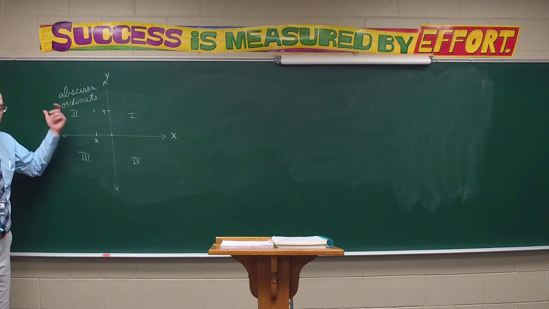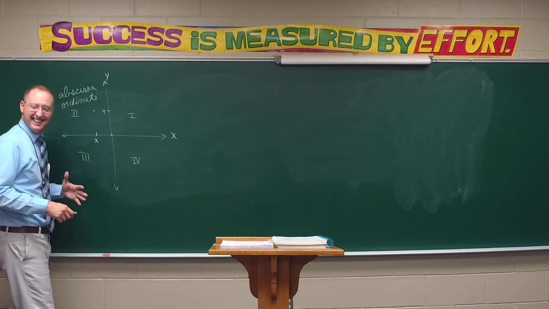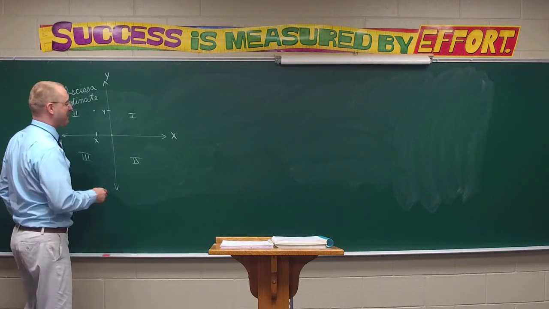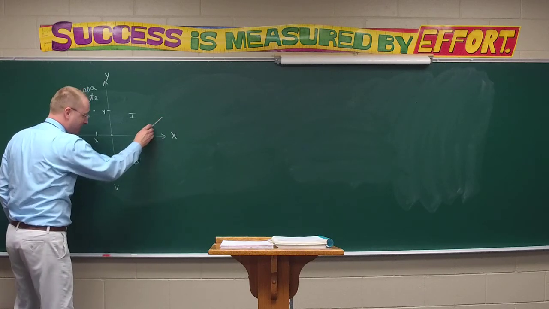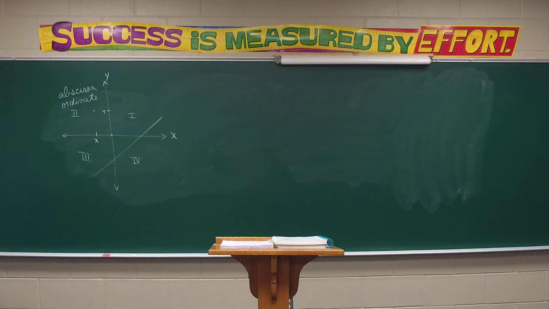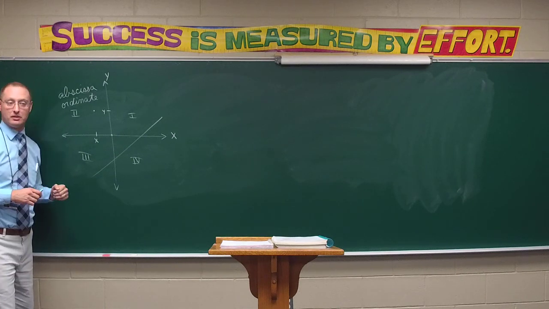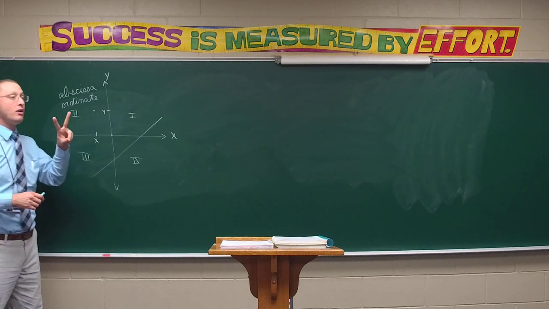All right, the abscissa and the ordinate, coordinates. Now, if I were to graph an equation, any equation that produces a straight line, class, is called a linear equation. Good. How can I spot a linear equation? Straight line. X and Y are both to the first power.